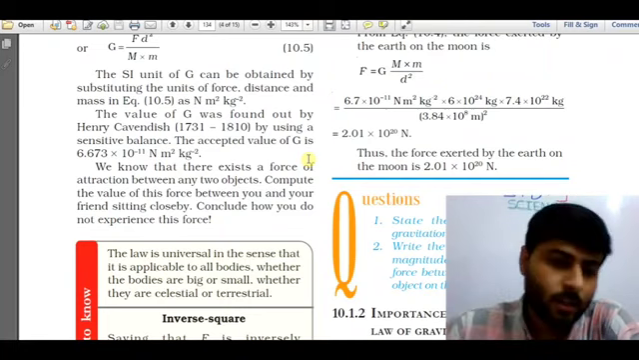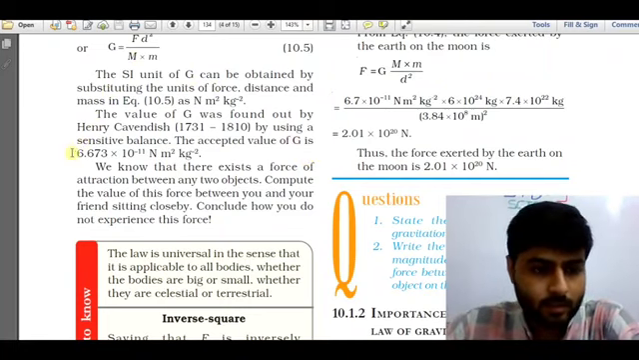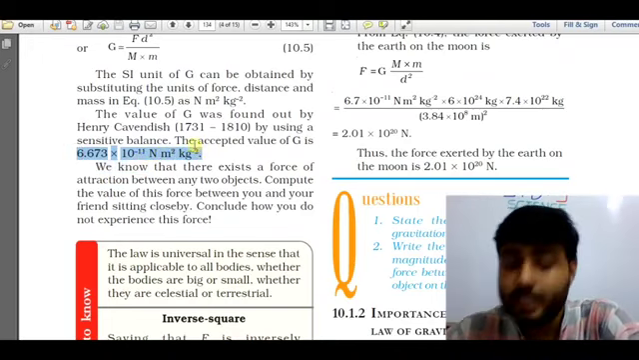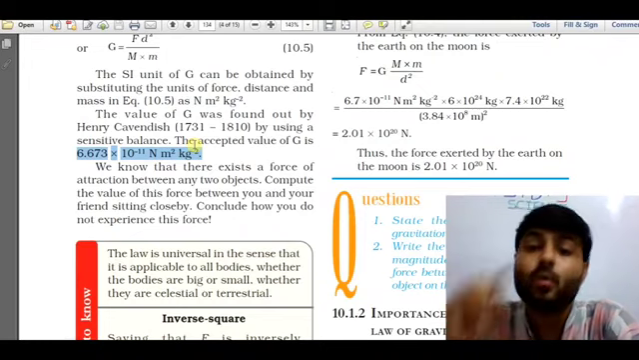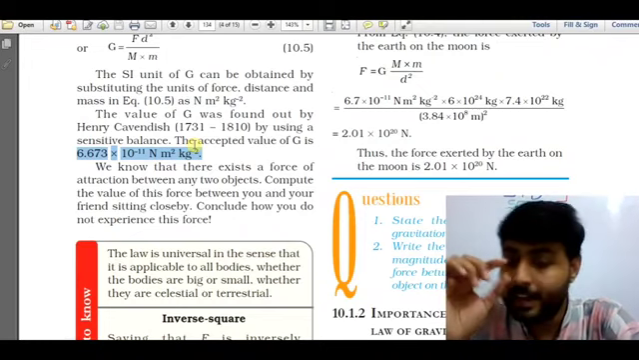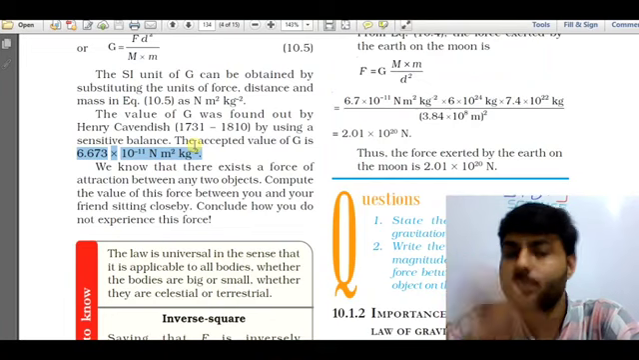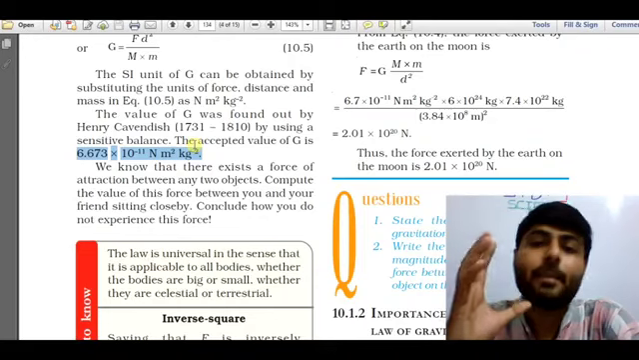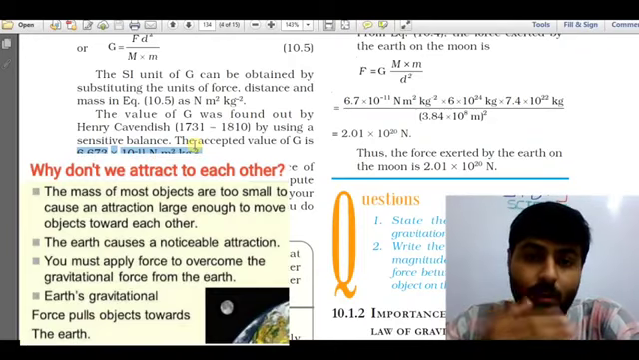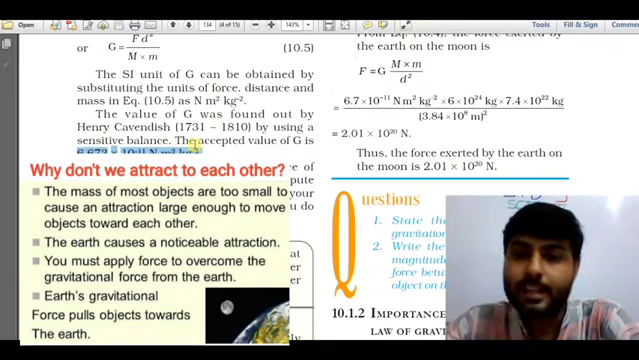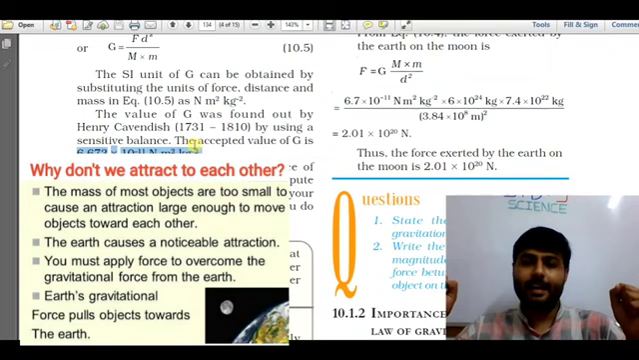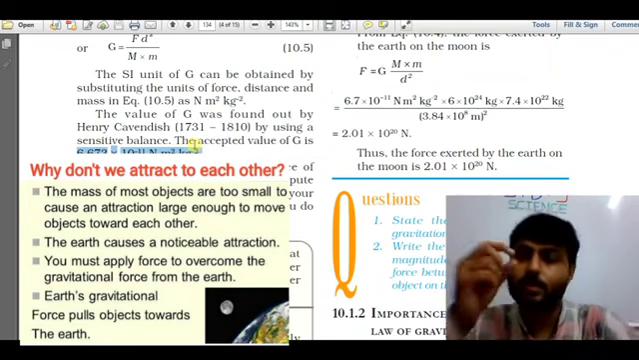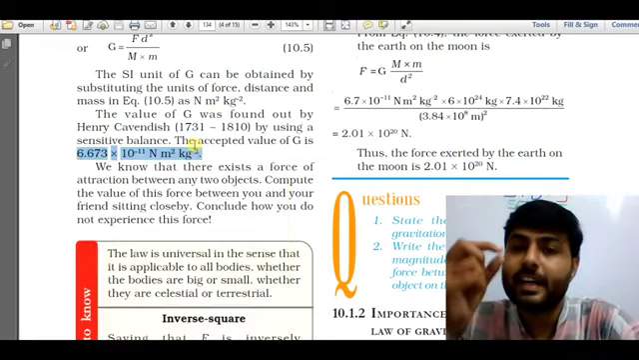Why is that very small? See here, you can observe this value of G, that is 6.673 into 10 raised to minus 11. 10 raised to minus 11, that is a very small value. So this force is not much prevalent, so we cannot feel it with higher magnitude. This is a very small force. That's why we are not attracted toward each other, because this force is very, very low.